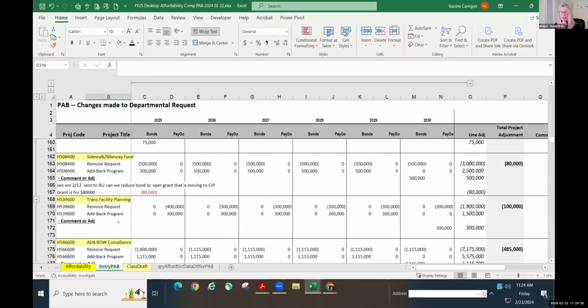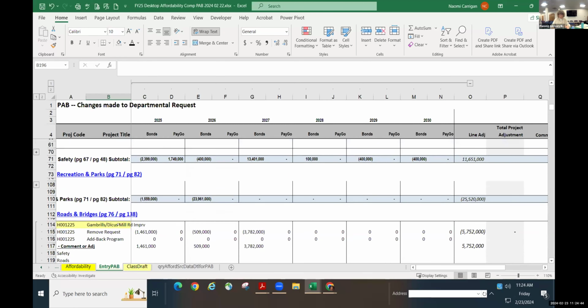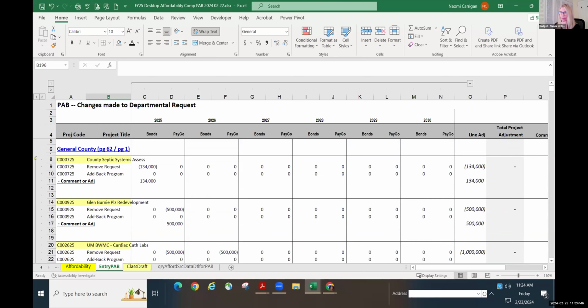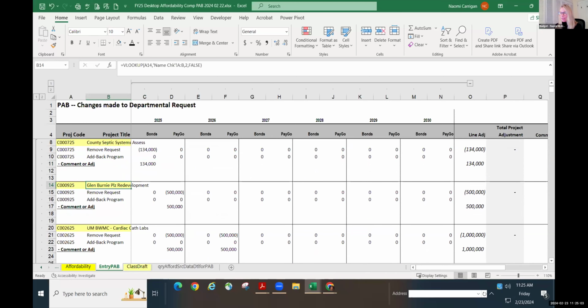Do we want to start back up at the top just to go through the new capital projects one more time, because that pretty much covers all of the classes in the general fund. Okay, county system septic and assessment, that was for $134,000. Keep that in the budget. Septic stays. Glen Burnie Plaza redevelopment, this is the one that had grant funding associated with it. It's about $1 million. Keep it.